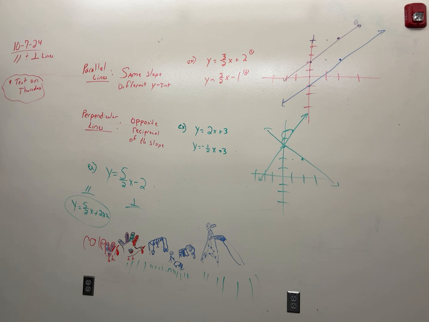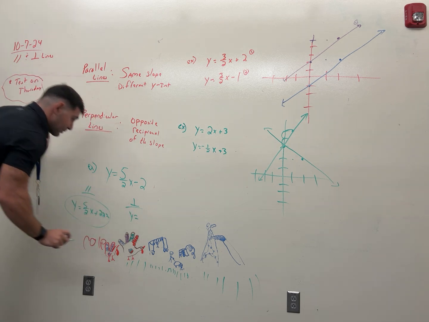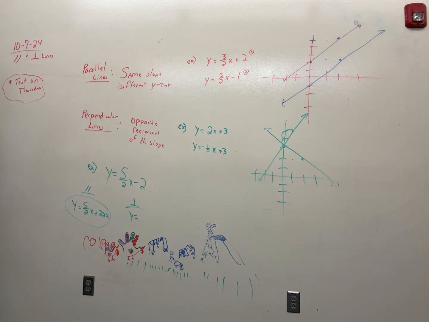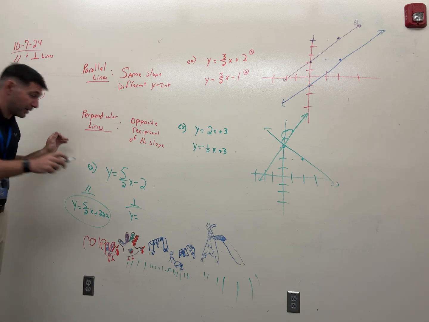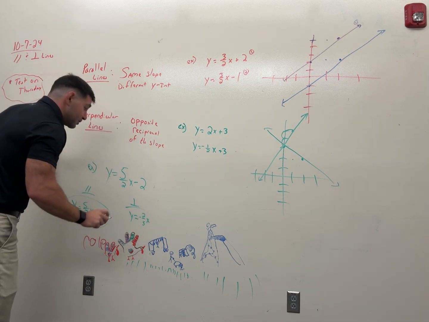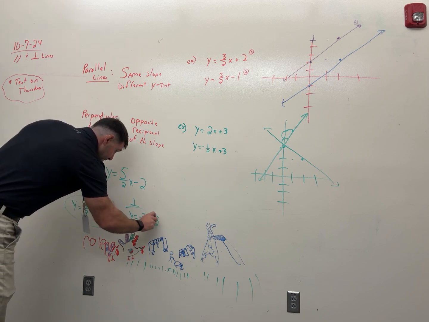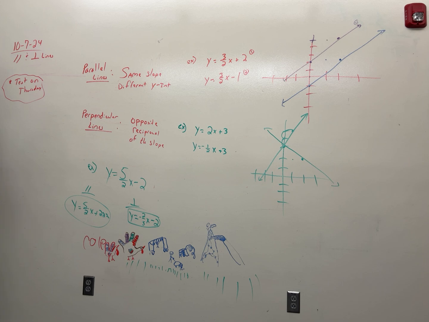Now, for perpendicular, what will be my slope? 2/5. Not just 2/5. Negative. It's the opposite. So if it's positive, it has to be negative 2/5 x. And we can keep the same number there.